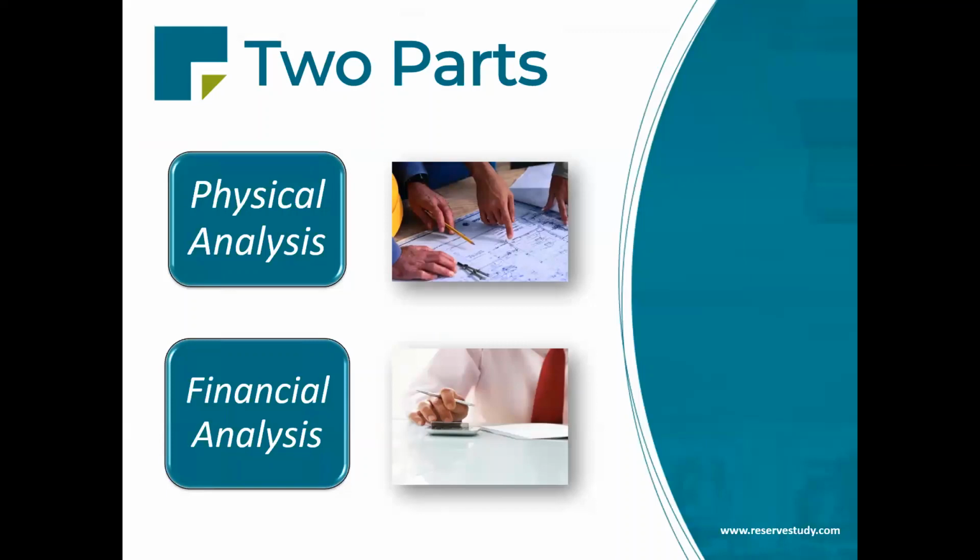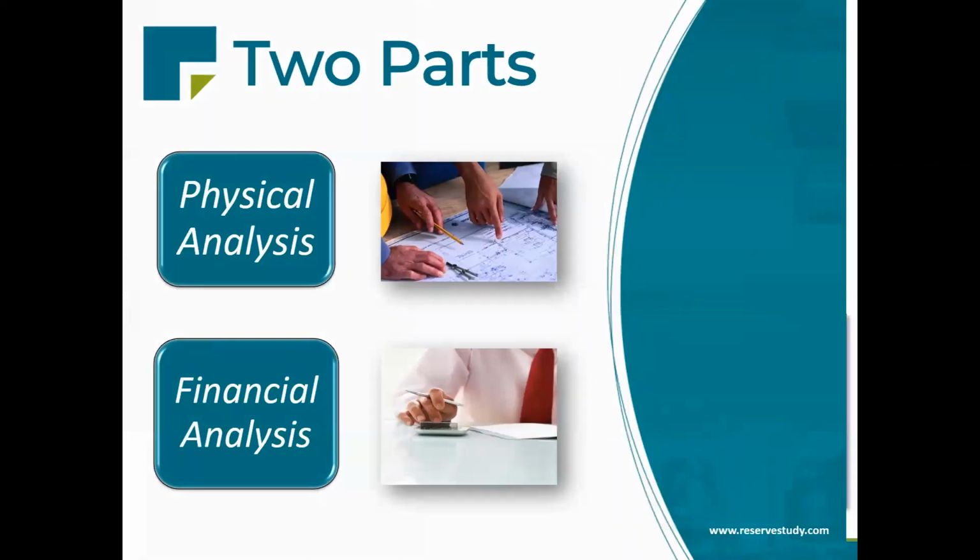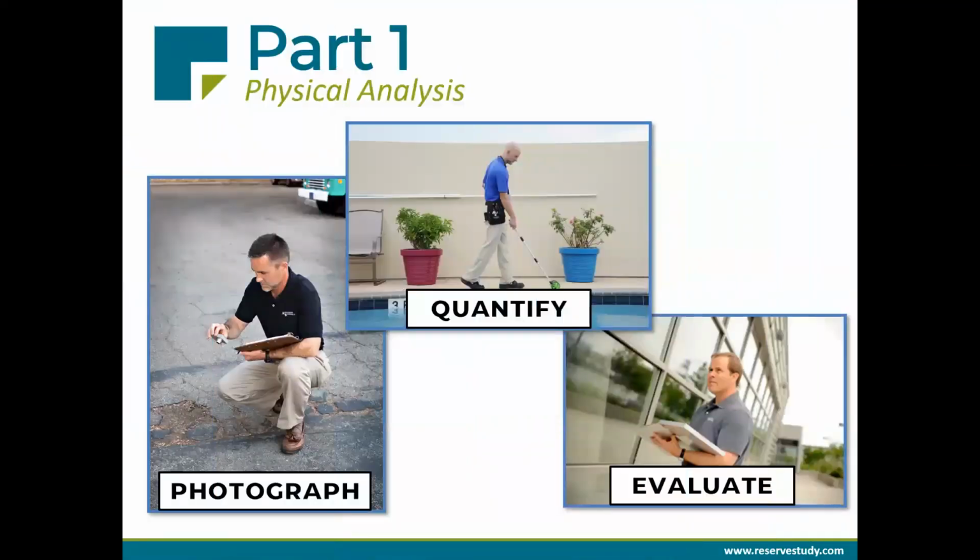Okay, there are 2 parts to this process, 2 parts to a reserve study. First of which is the physical analysis, which is then followed by the financial analysis. So the physical analysis portion of the reserve study is the part where somebody comes out to do that on-site visual inspection of all the common areas of the property.